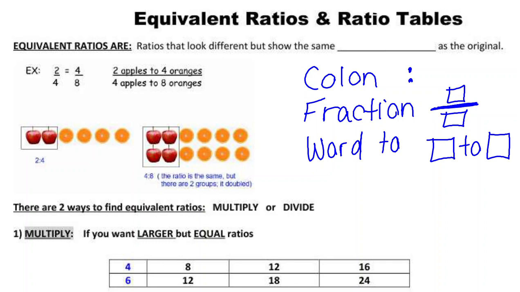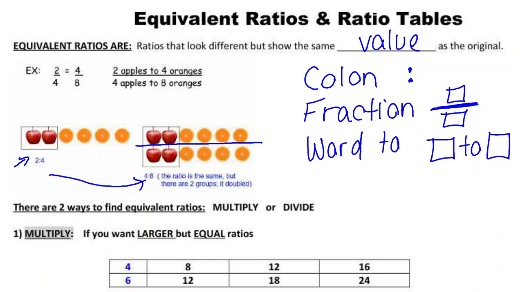So equivalent ratios are ratios that look different but show the same value as the original. If we look at our example, we have 2/4, and it says that 2/4 is equal to 4/8. We're comparing apples to oranges, and they gave us a nice little picture down here where we have 2 apples to 4 slices of orange. Now, if we look over here, it takes that 2/4 and compares it to 4/8. If I draw a nice little line here, you can see that it's split into 2 groups that are the same as that original picture that they gave us of 2/4.